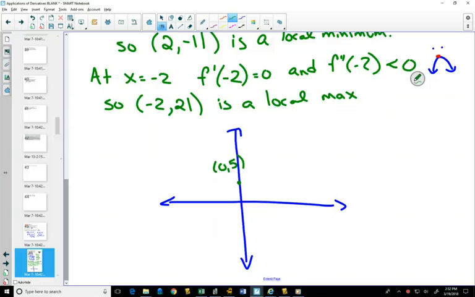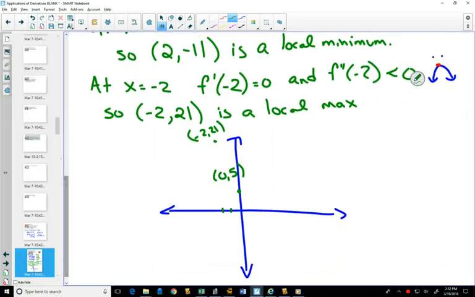0, 5 is our inflection point. We've got -2, 21 as our local max. We've got 2, -11. If that's -21, that's 5. -11 will be about there.